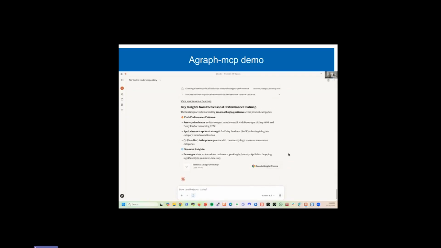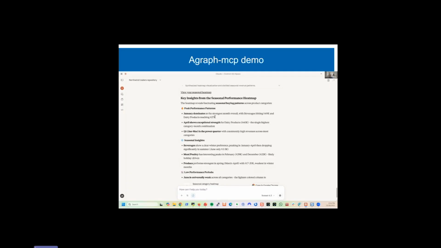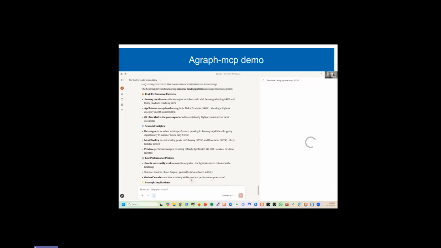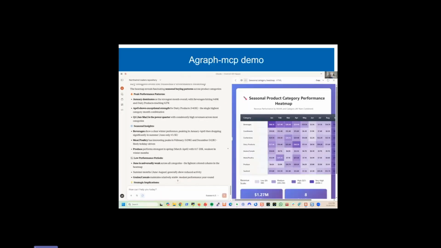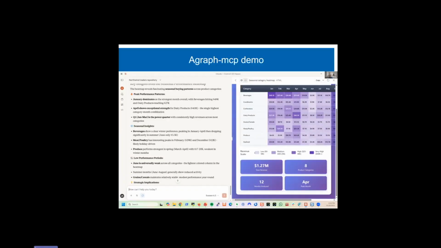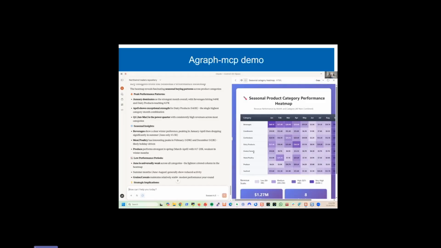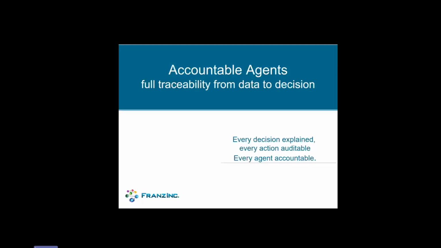So what is also cool, it does a complete analysis of the picture that it created. So like January dominates as the strongest month overall, April exceptional strength, right? And then I get the heat map, and then I can ask the system, okay, now write it to the database, right? Okay, so this is about MCP, but it's important that you understood this MCP, because we're needing that MCPs everywhere in the accountable agent demo, right?